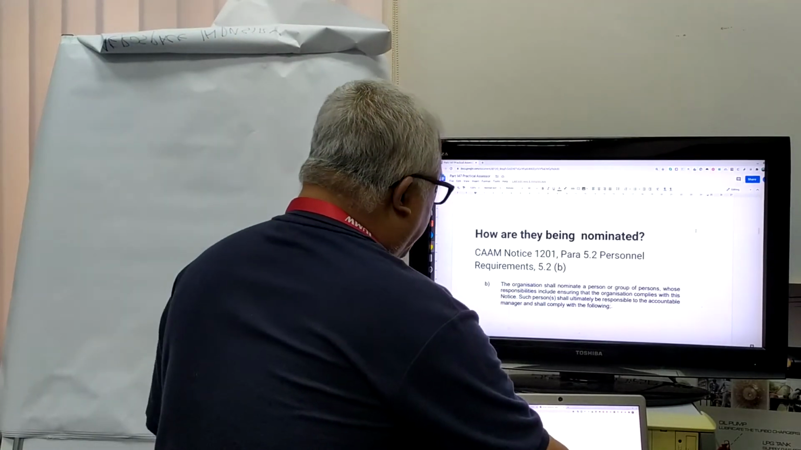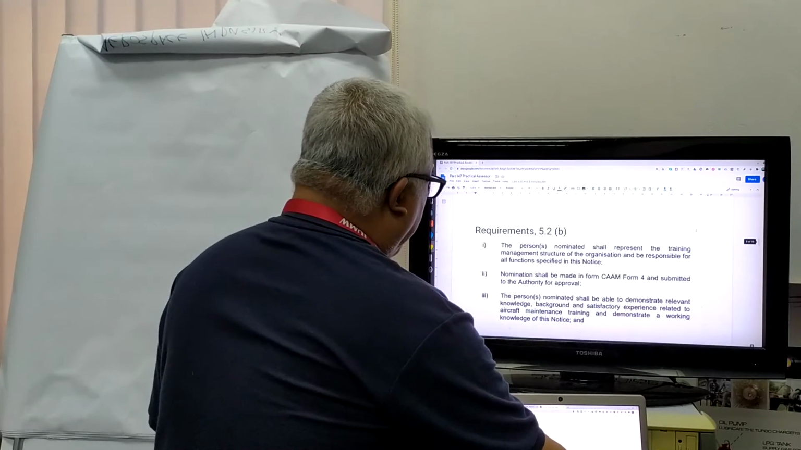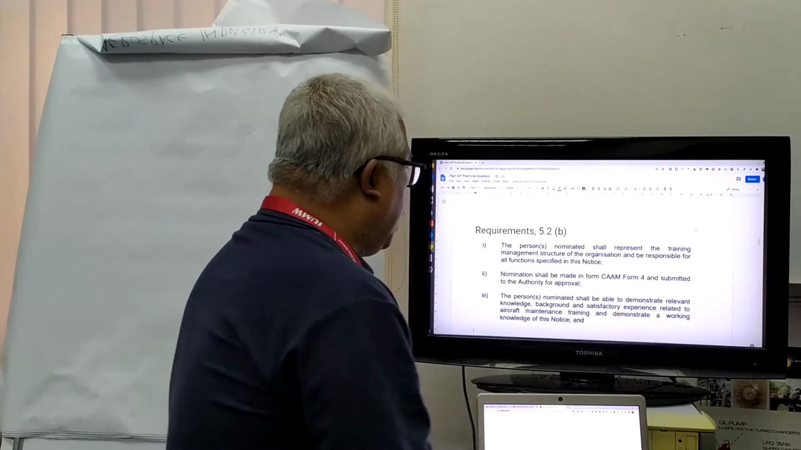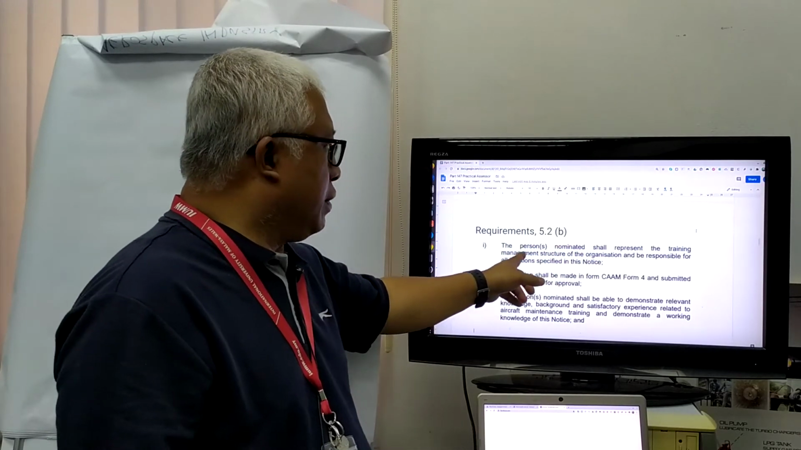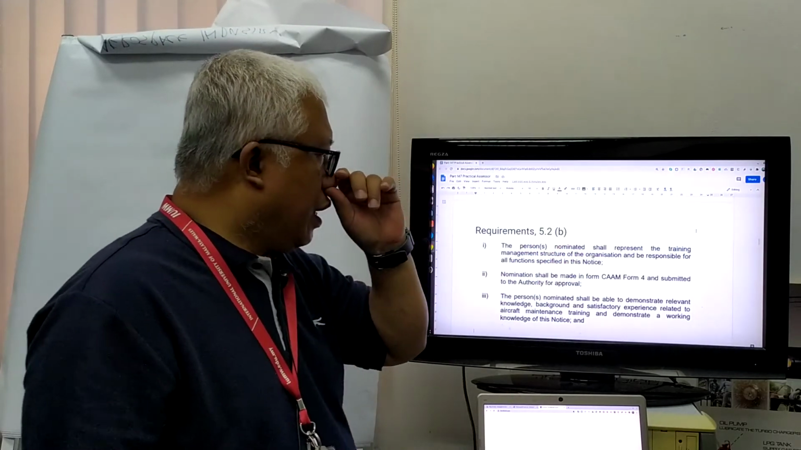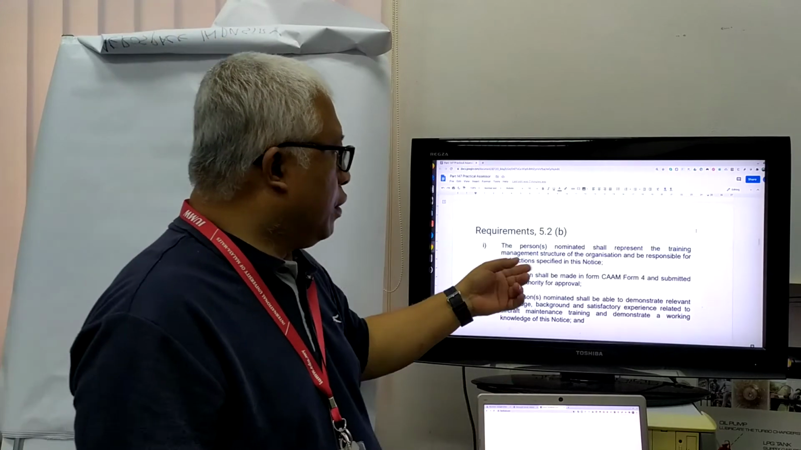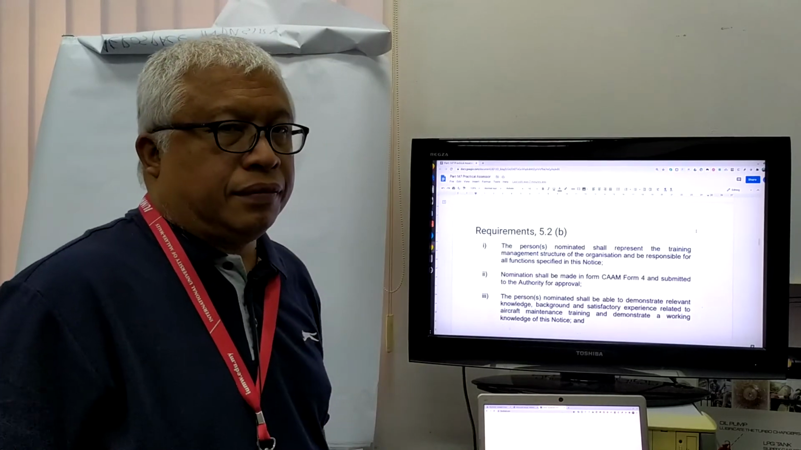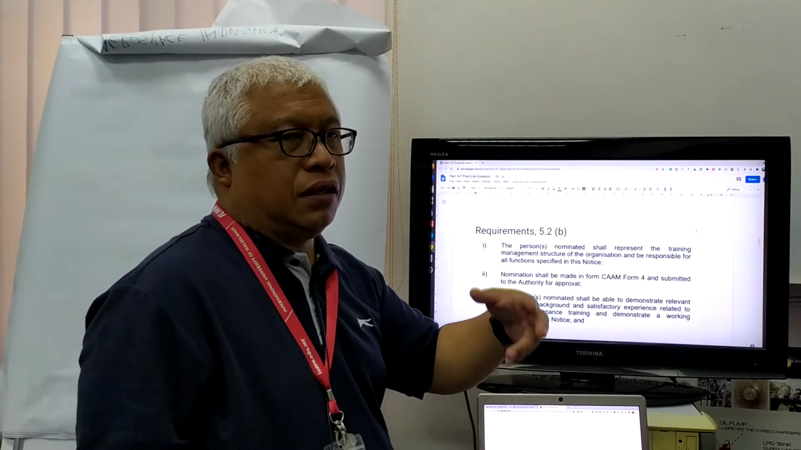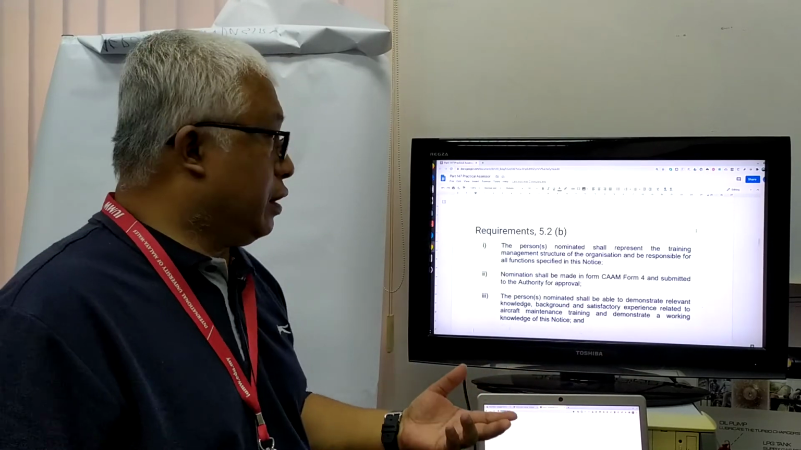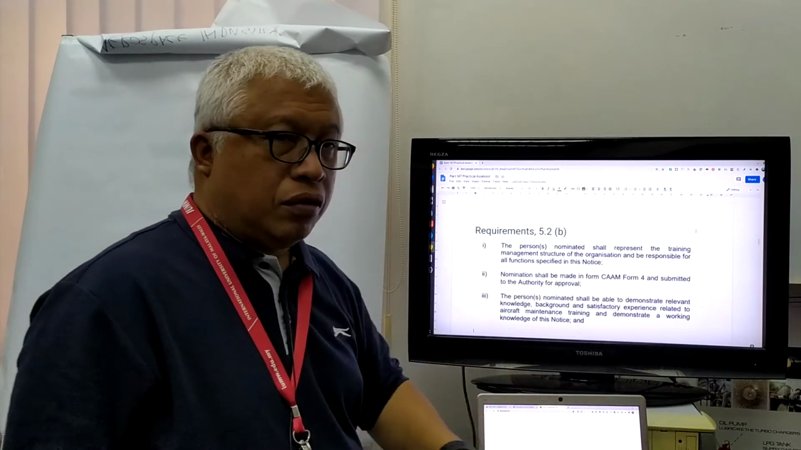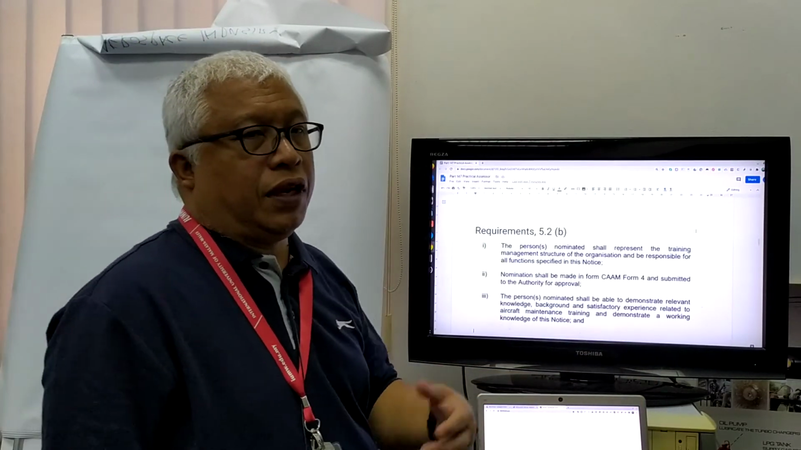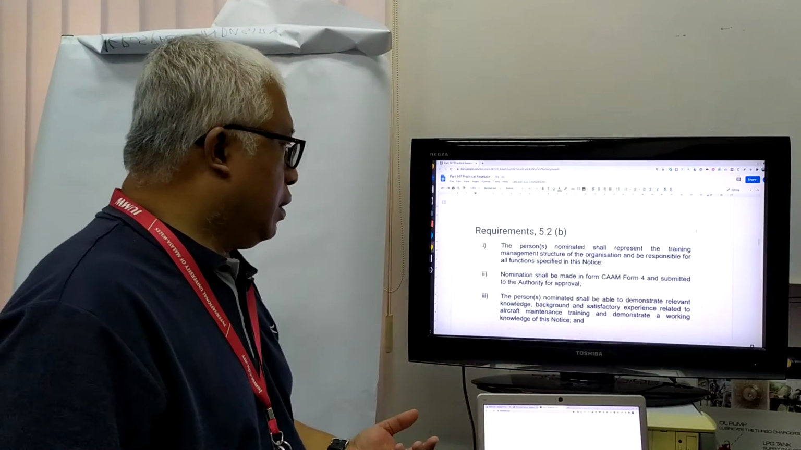So what is the following? 5.2b, 1. The person nominated shall represent the training management structure of the organization and be responsible for all functions specified in the notice. So it has to be in the structure of the training organization. Nomination should be made in the Form 4. So all the assessors have to fill out the Form 4 and submit to the CAA.